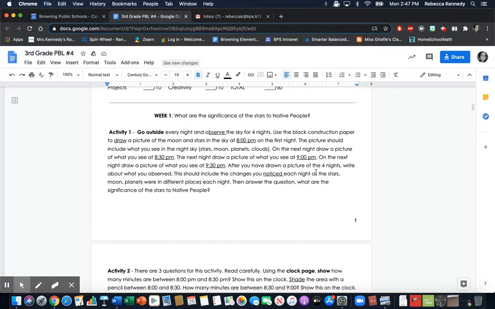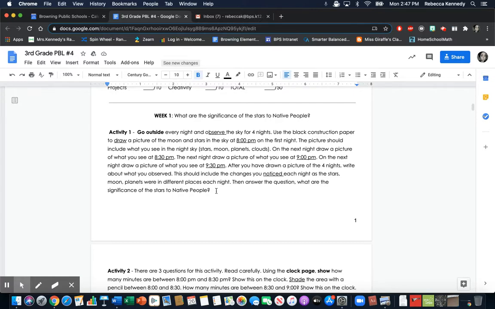After you have drawn a picture of all 4 nights, write about what you observed. This should include the changes that you noticed each night as the stars, moon, planets were in different places each night. Then answer the question, what is the significance of the stars to Native people?